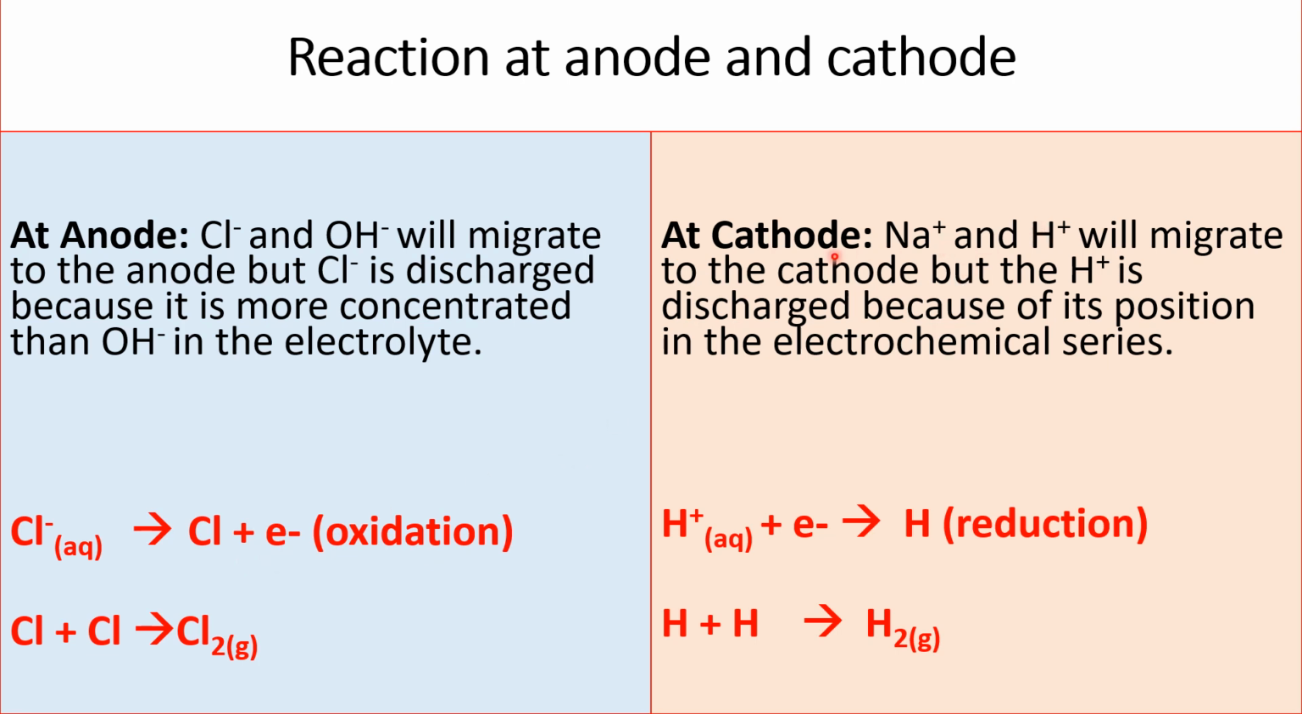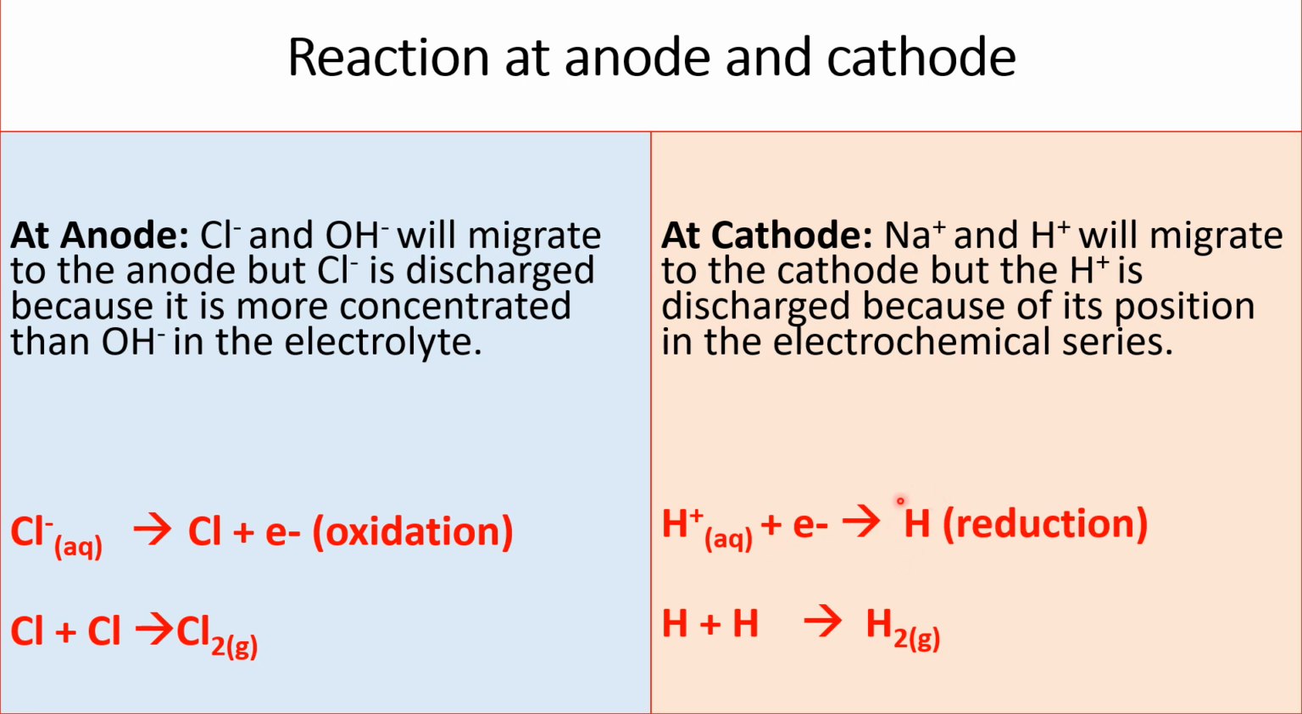So at cathode, we have sodium ion, we have hydrogen ion. The two of them migrate to the cathode, but hydrogen ion is discharged because of its position in the electrochemical series. Hydrogen ion is less electropositive, while sodium ion is more electropositive. So therefore, hydrogen ion is monovalent. It will gain one electron and produce a neutral hydrogen atom. That is a reduction reaction because the electron is gained.